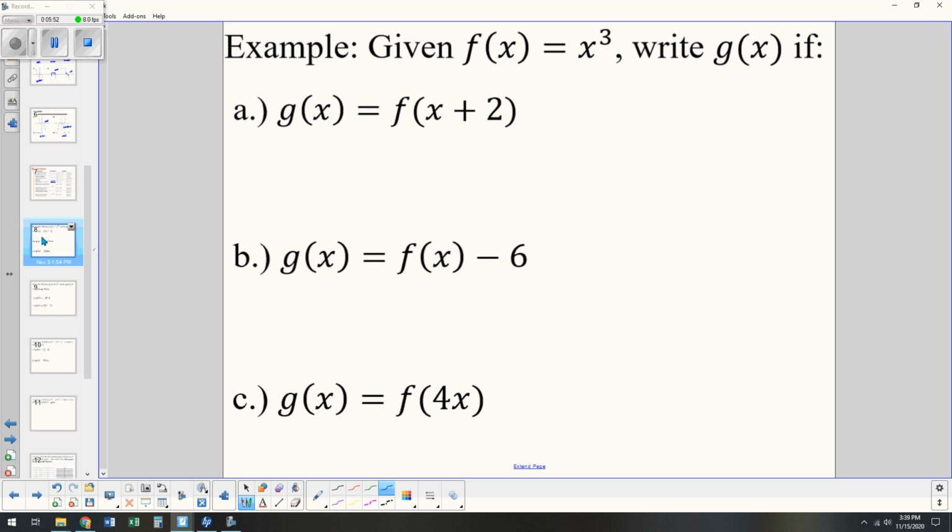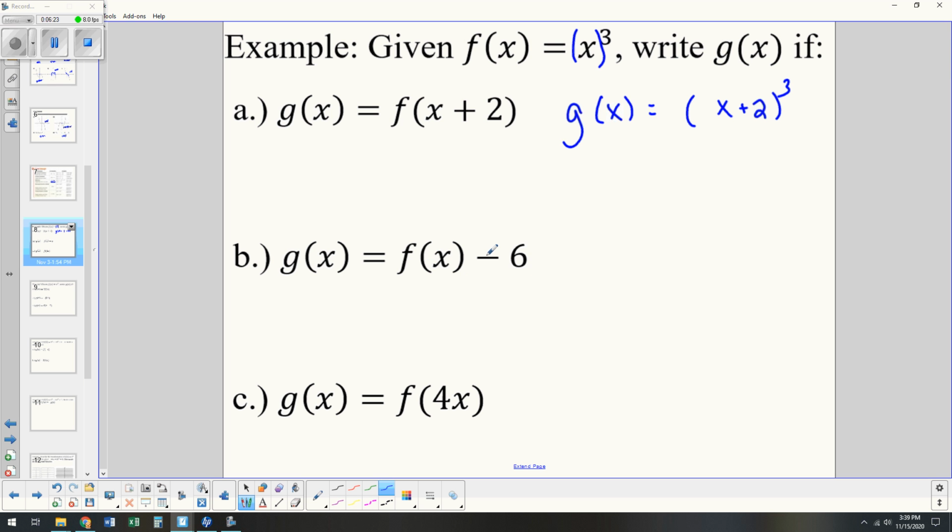So here, we're given that f of x is x cubed. We want to write g of x if, so for a, g of x is equal to f of, in parentheses, x plus 2. So that means where the x is, I'm going to replace it with x plus 2. So since the x was being raised to the third power, now the entire x plus 2 is being raised to the third power. And that's all we have to do for that problem.